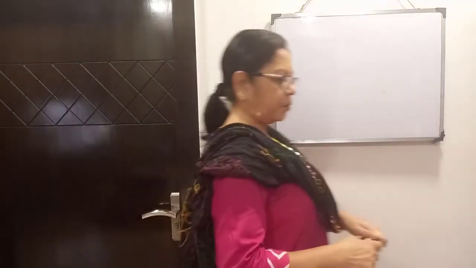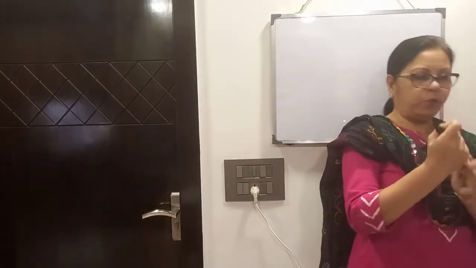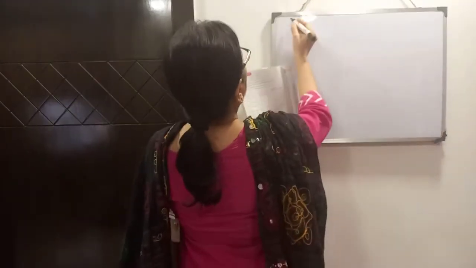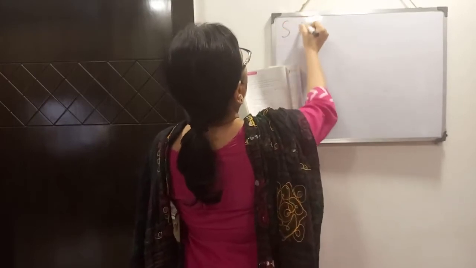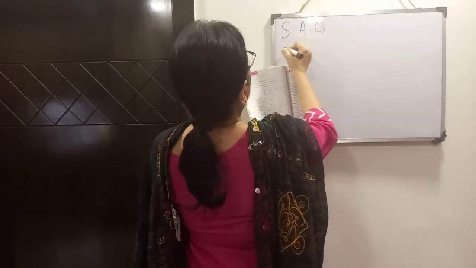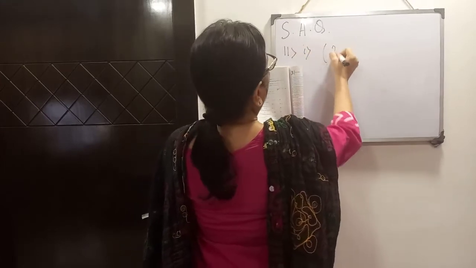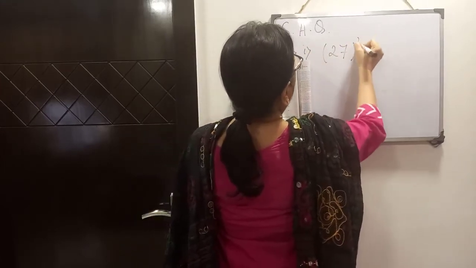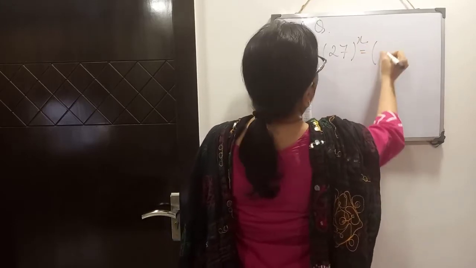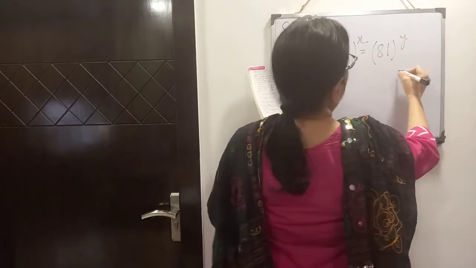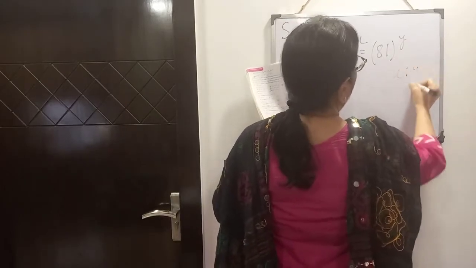Now students, I am starting the SAQ part. Sum number 11, from 11 I am starting. This is the SAQ part. It is given 27 to the power x equals 81 to the power y. You have to calculate x is to y. Clear?